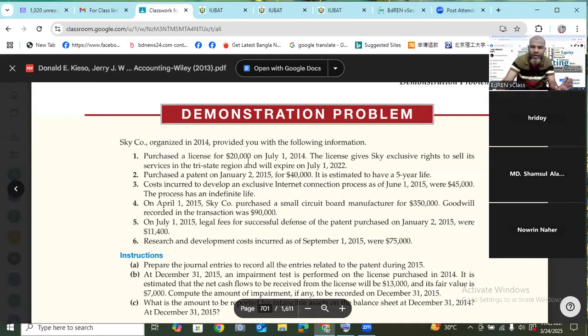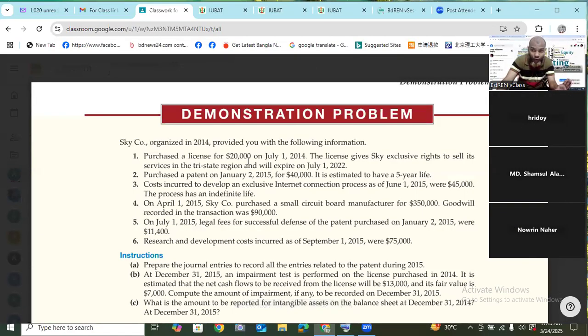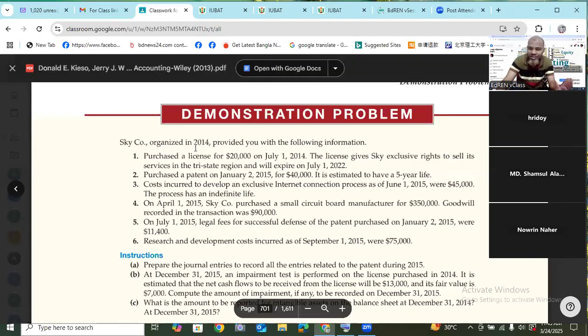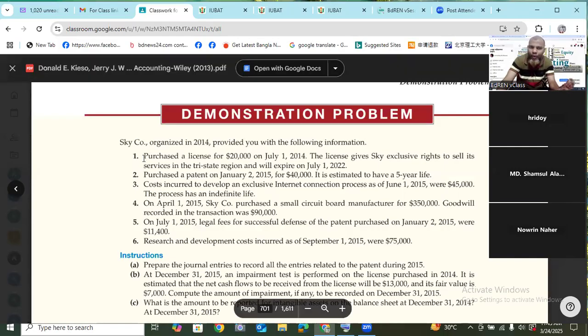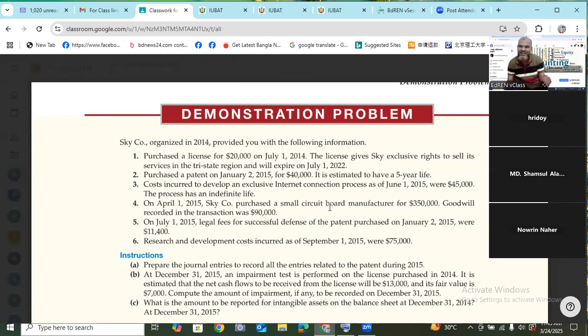And now I will solve one problem which is solved in the book, the demonstration problem at the end of your book. Just follow me. Sky Company organized in 2014 provided the following information. First of all, number one, purchase a license. License is also an intangible asset, for $20,000 on July 1, 2014.